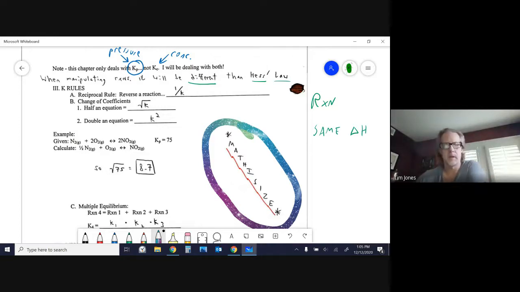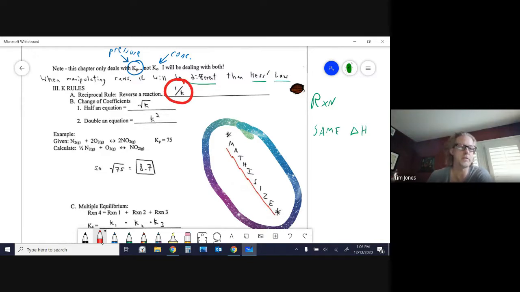So in the case of equilibrium constants, whatever you do to a reaction, you do the more extreme math to the constant. So take this first one, the reciprocal rule. If you reverse a reaction, you don't make your K negative. That wouldn't make any sense to have a negative K. You inverse it.